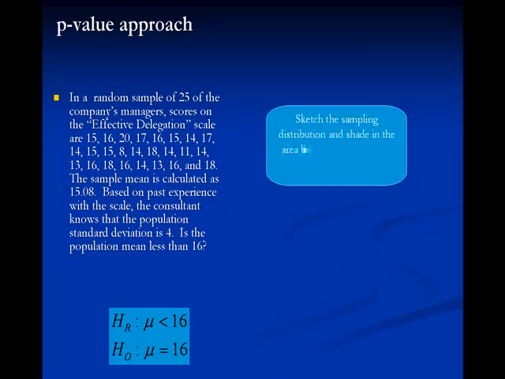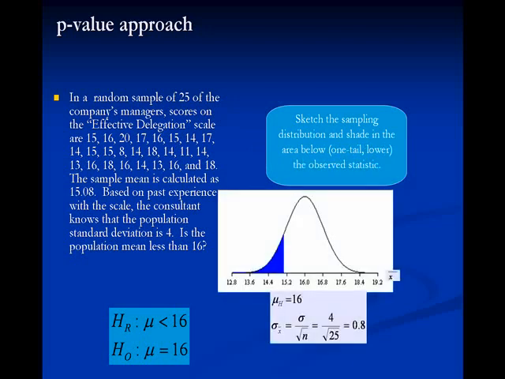So the first thing we'll do is sketch the sampling distribution and shade in the area below the observed statistic. We're going to go below because it's a one-tailed lower test. Look at your research hypothesis. So we have the sampling distribution here. Note that it has X bar on the axis, mean of 16, and a standard error. We took the standard deviation of 4 divided by the square root of n to get 0.8. And then, of course, our area shaded in is the area below 15.08, which is the statistic we computed from that random sample of 25 managers.